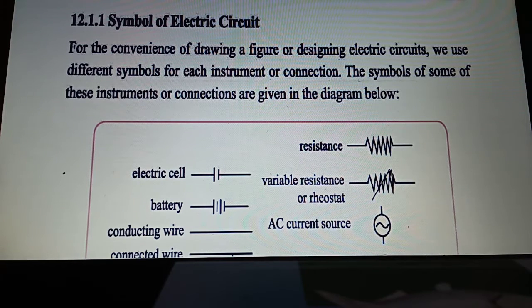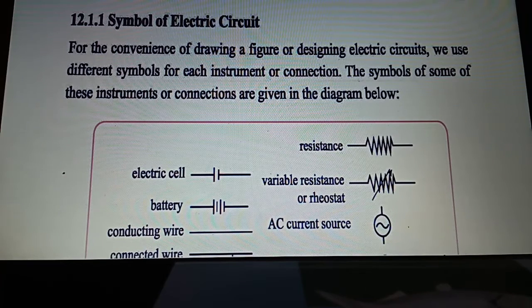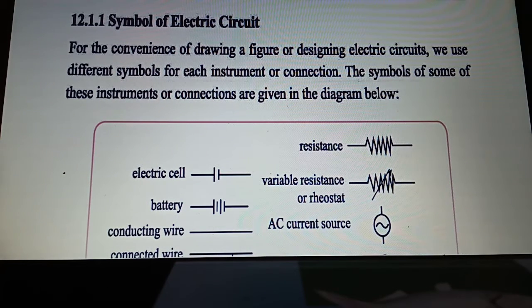First of all, what is current electricity? Current electricity is that electricity which is flowing from one point to another point through a conductor. That is current electricity. Then symbol of electric circuit.